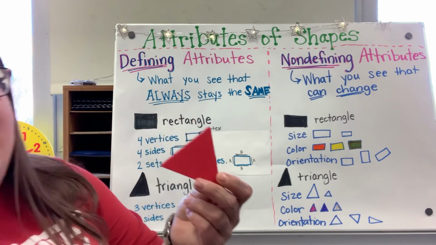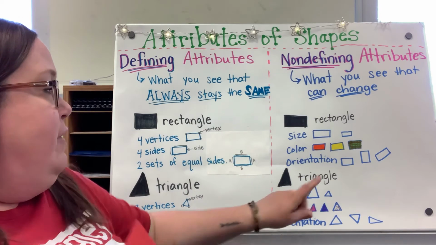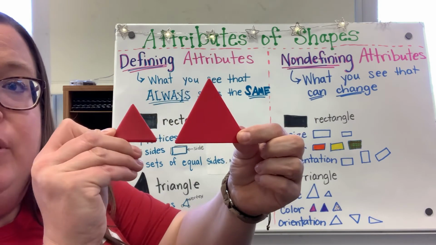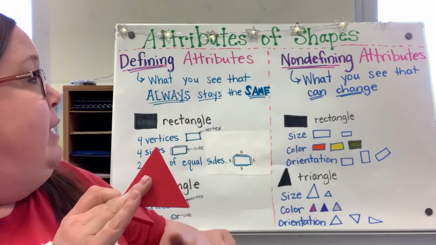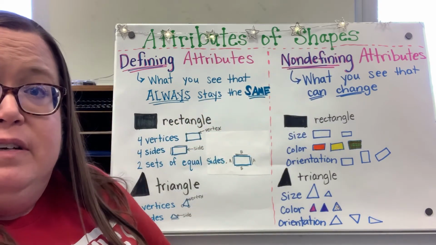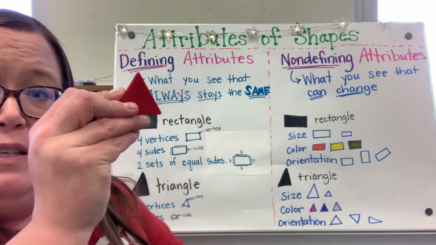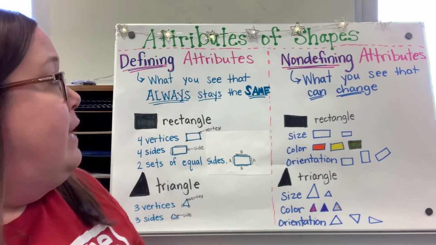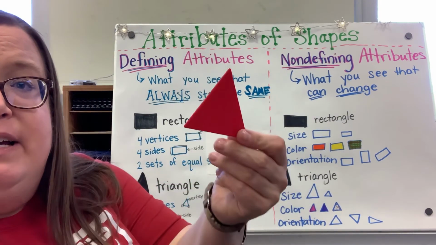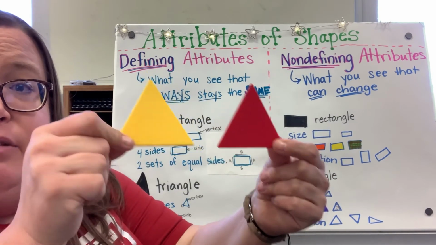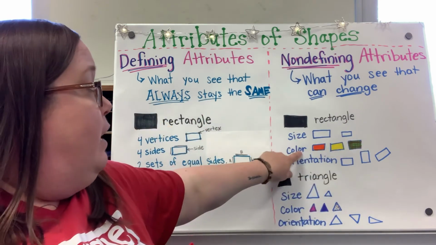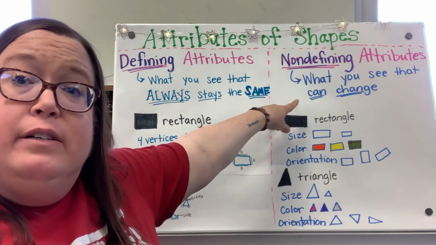Now, it does not matter what the size is. See, here's one, here's another. 2 different sizes. Are they both triangles? Yes, because size is a non-defining attribute. Size can change. I change the size of this triangle to this size, it's still a triangle. Okay, because it's a non-defining attribute. All right, color can change. Here's a red triangle. Here's a yellow triangle. Okay, they're both triangles because color can change and it still stays a triangle.